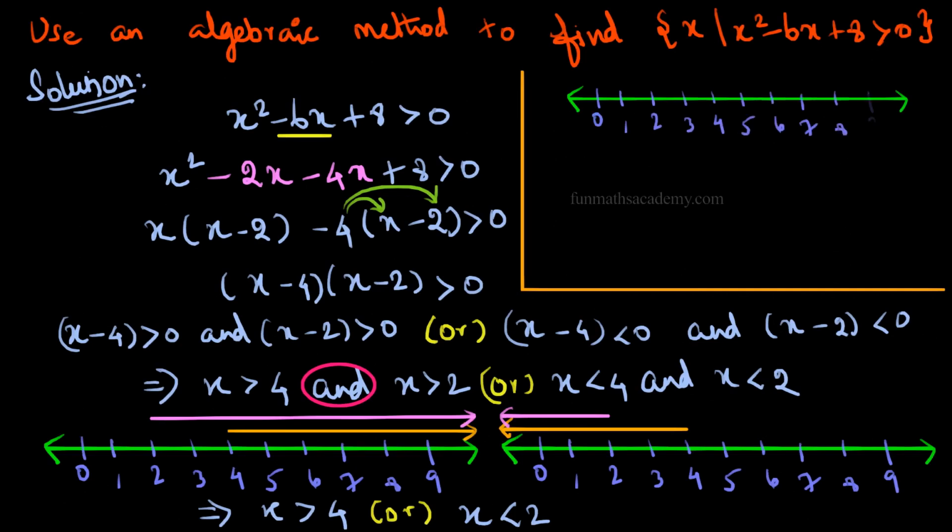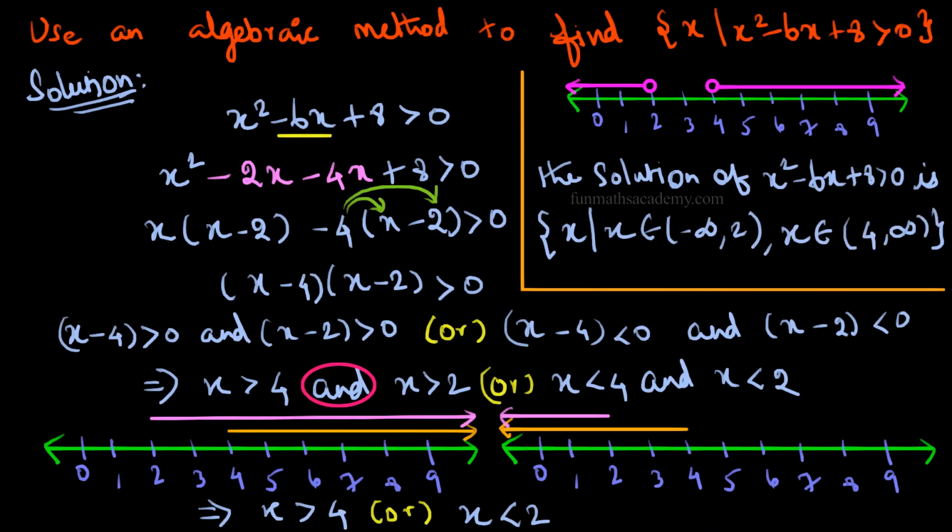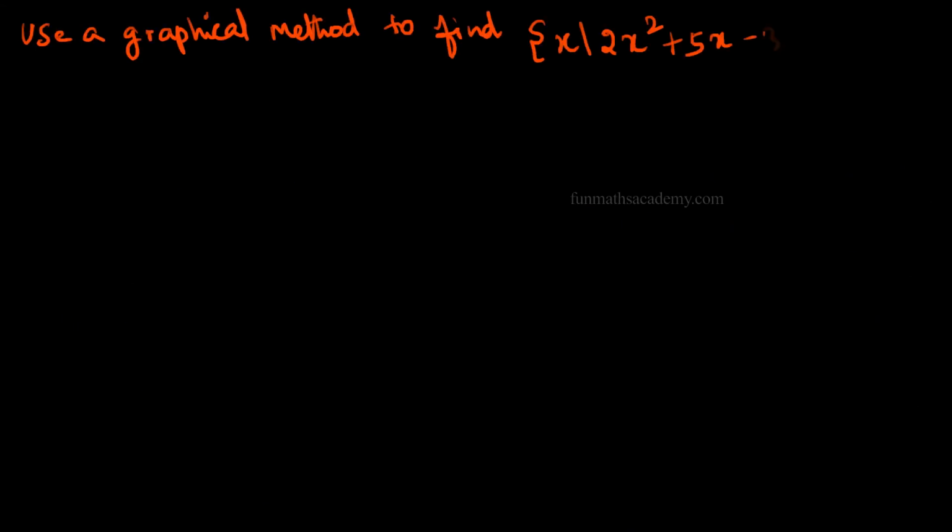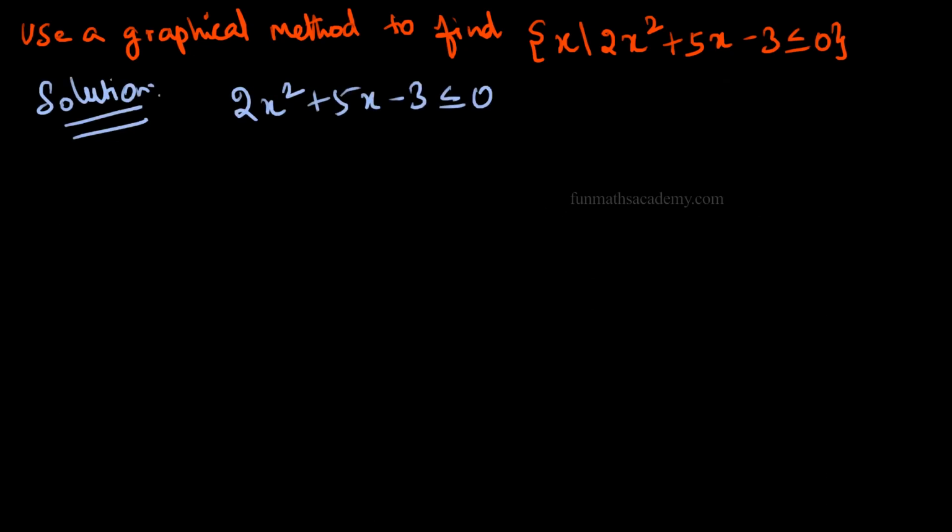So we understand that the quadratic curve passes through 2 and 4, and the open intervals minus infinity comma 2 and 4 comma infinity will contain the solutions of the inequality x squared minus 6x plus 8 strictly greater than 0. Now, the second method is the graphical method. We will first sketch the graph and then find the solution from the graph.